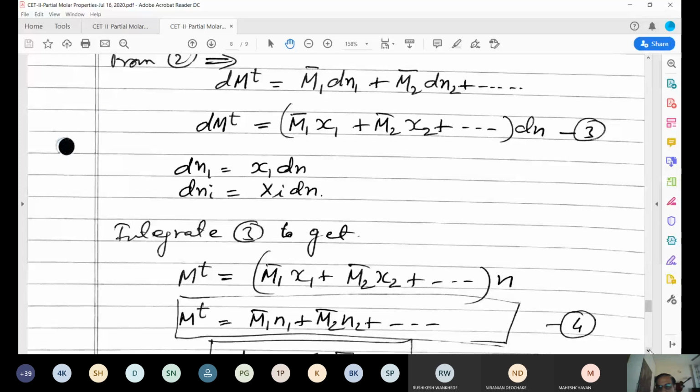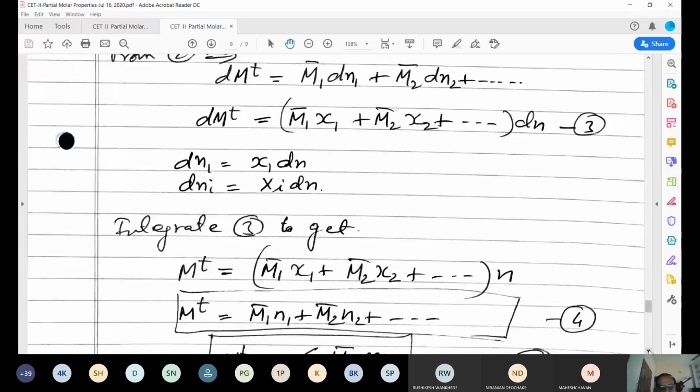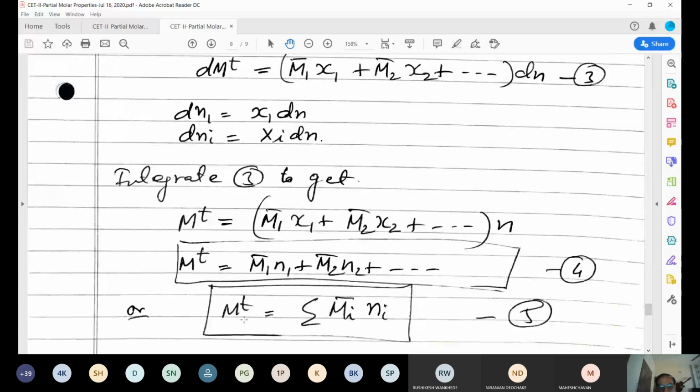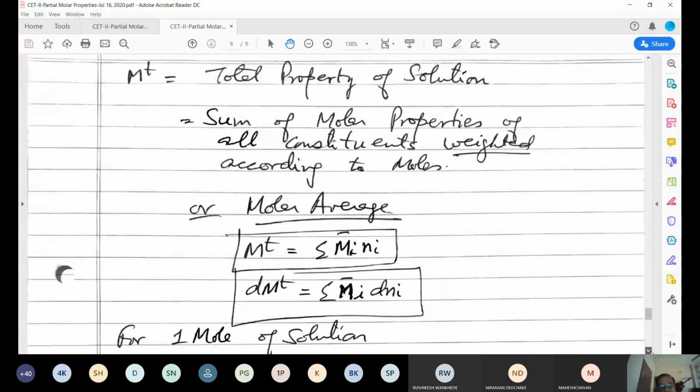You can stop me anytime you have a difficulty or you don't understand. That means M^t is equal to summation of M_i bar N_i. Any questions, doubts on this? No? Okay.